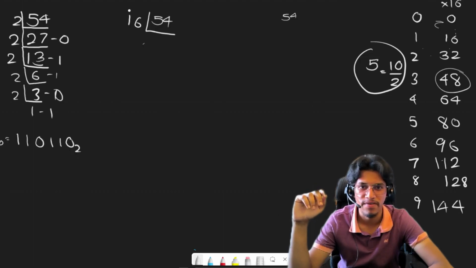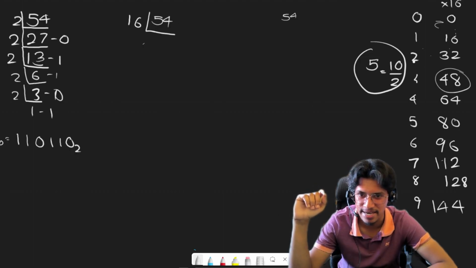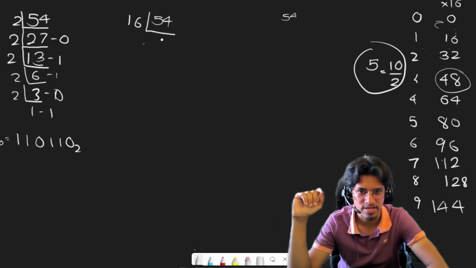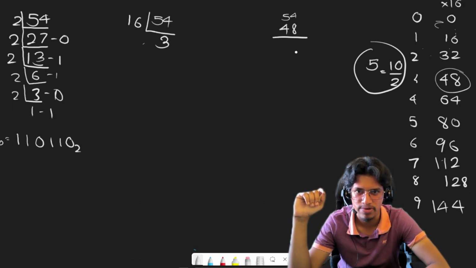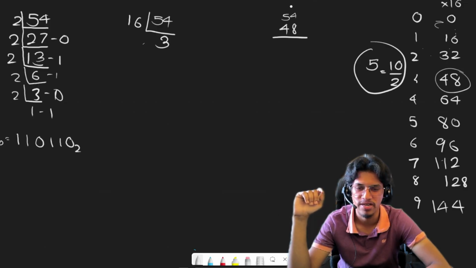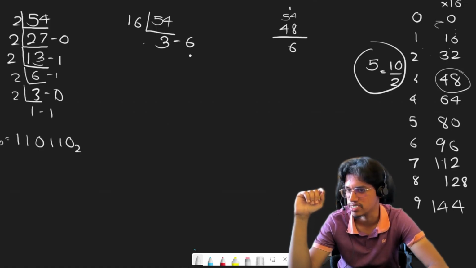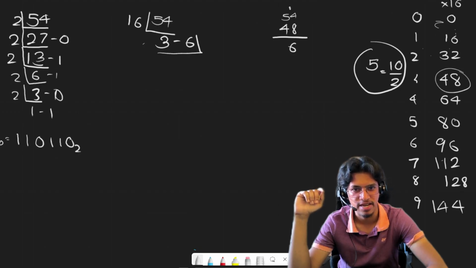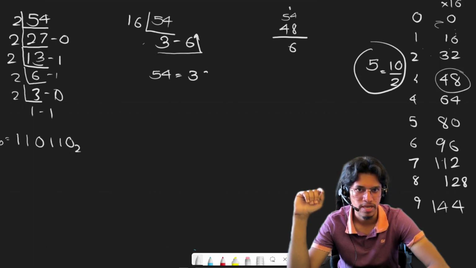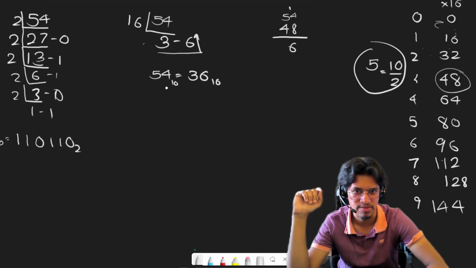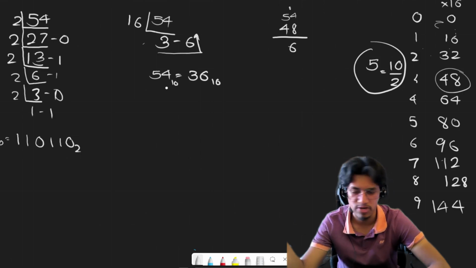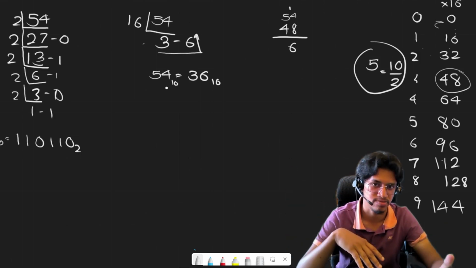All right. So 54 divided by 16, we get 3, right? We put 3 over here. 3 times 16 is 48. We subtract and get the balance. So 14 minus 8 we get 6, and here we don't have 10, so 3 and 6 balance. Then we take from bottom to the top and we get 54 is equal to 36 in hexadecimal, right? We don't call it thirty-six, we say 36 in hexadecimal, right?